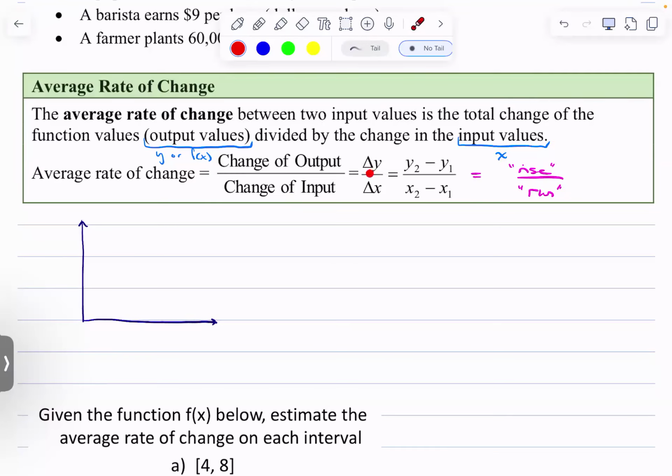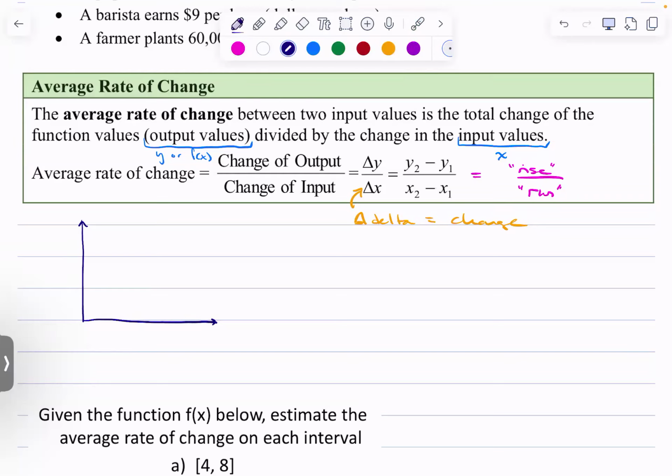And have you guys seen delta yet? Delta means change. So I'll just make a note of that just in case. This is a delta, which means change. y2 minus y1, x2 minus x1. Really what that means is I have 2 points, right?